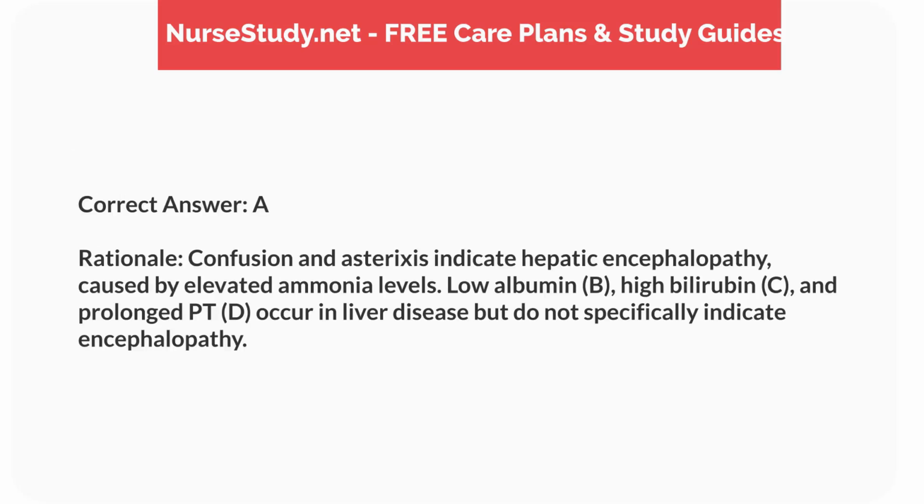Correct answer, A. Rationale: confusion and asterixis indicate hepatic encephalopathy, caused by elevated ammonia levels. Low albumin, B, high bilirubin, C, and prolonged PT, D, occur in liver disease but do not specifically indicate encephalopathy.